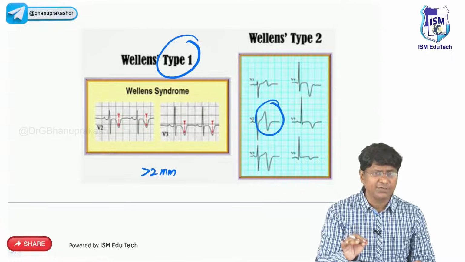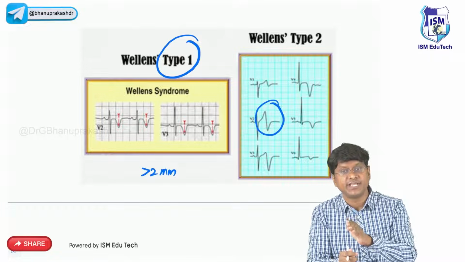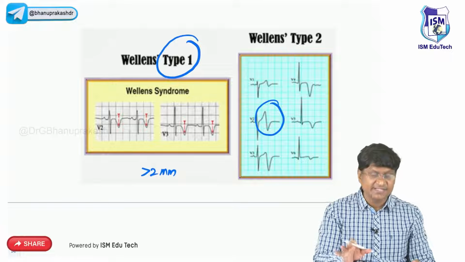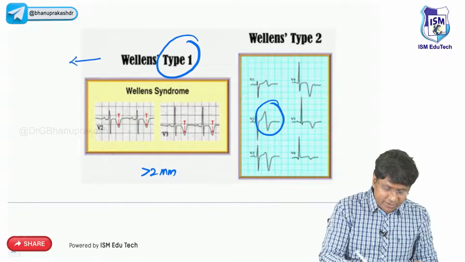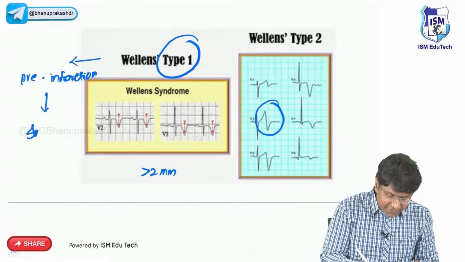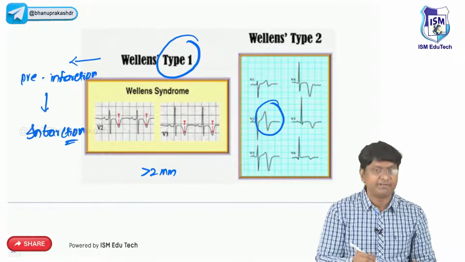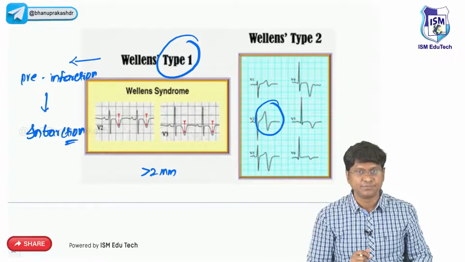Now, the presence of the Wellens, what does it indicate? It represents the pre-infarction stage of coronary artery disease. That means if you don't treat this pre-infarction stage, there is a very high chance that the patient may progress to the development of infarction. Right? Okay, so that is your Wellens syndrome, right?